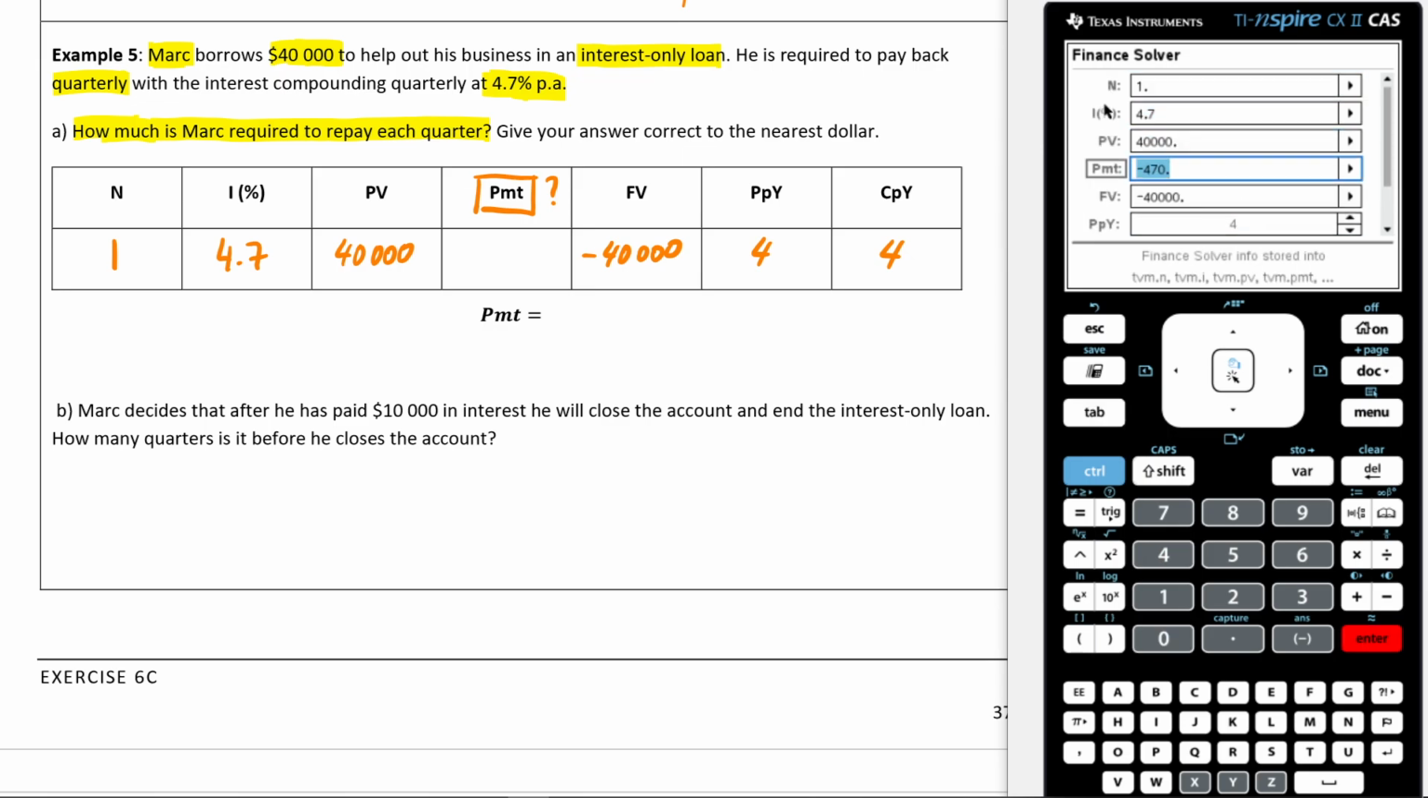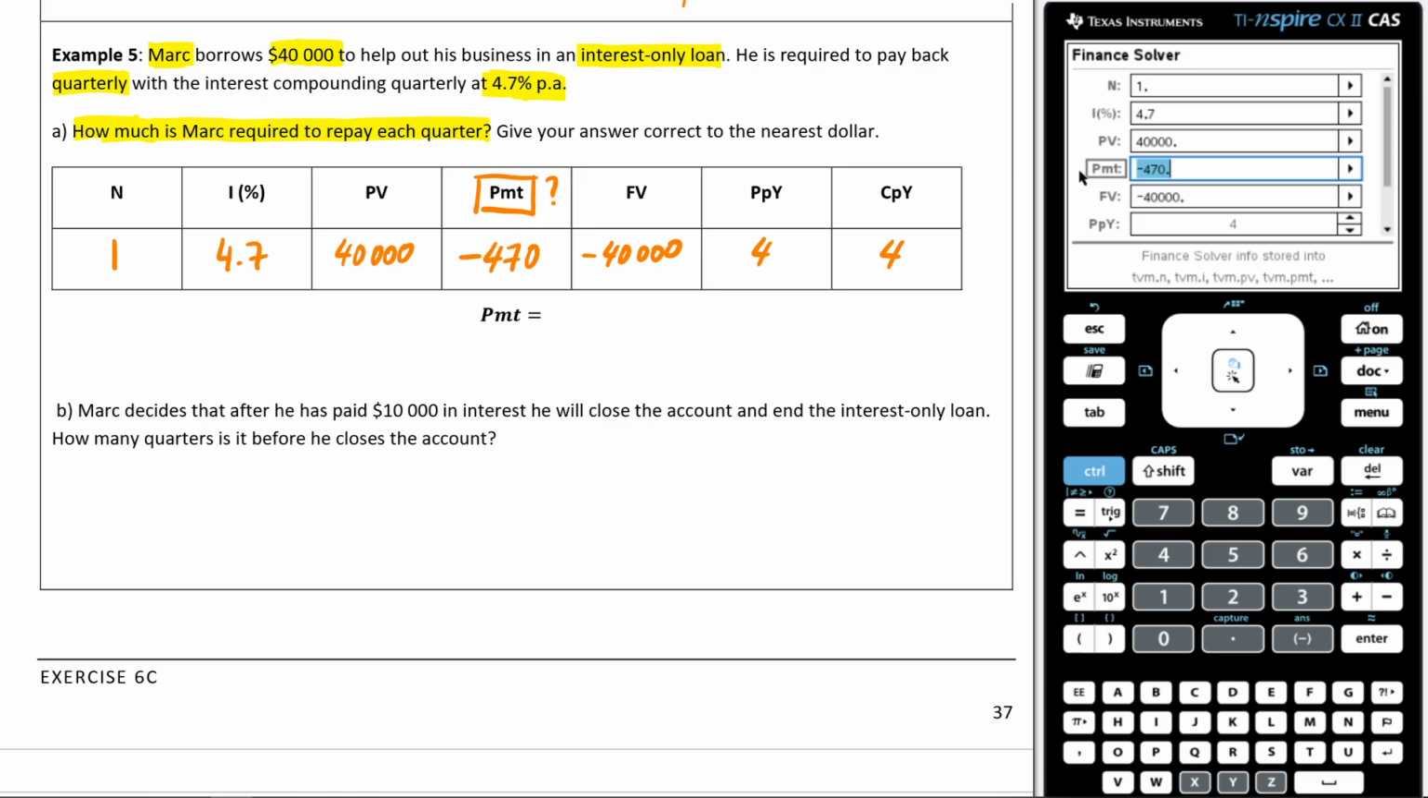Hit enter. Remember to write it unrounded before rounded. Now in this case, you don't have to because it's just negative 470. There's nothing to round there. So I put that there, negative also, and then don't put negative there. Just make it $470.00. Perfect. Next one.